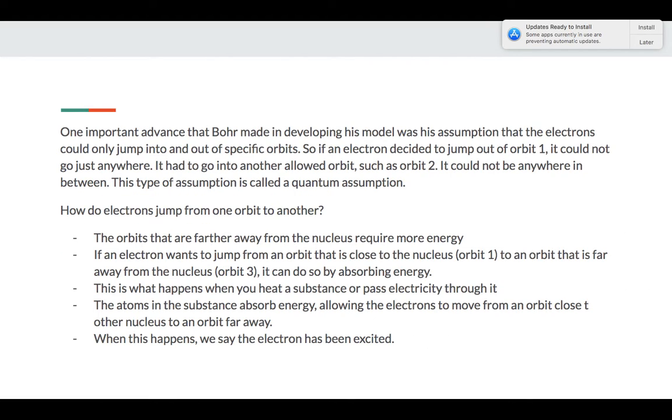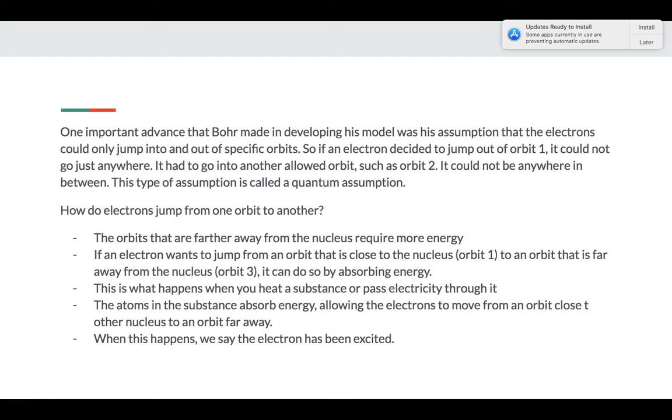One important advance that Bohr made in developing his model was the assumption that the electrons could only jump into and out of specific orbits. So if an electron decided to jump out of orbit 1, it couldn't just go anywhere. It had to go into another allowed orbit, such as orbit 2. It could not be anywhere in between. And this assumption is called the quantum assumption.